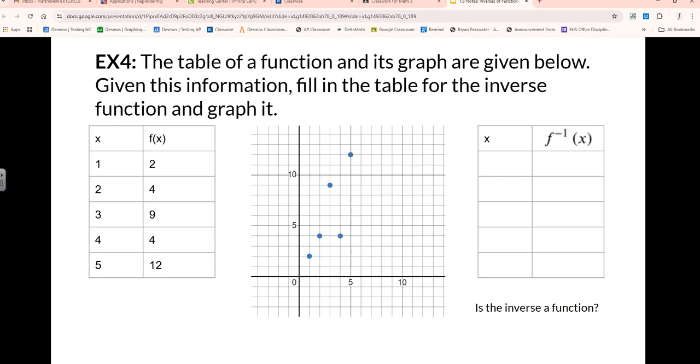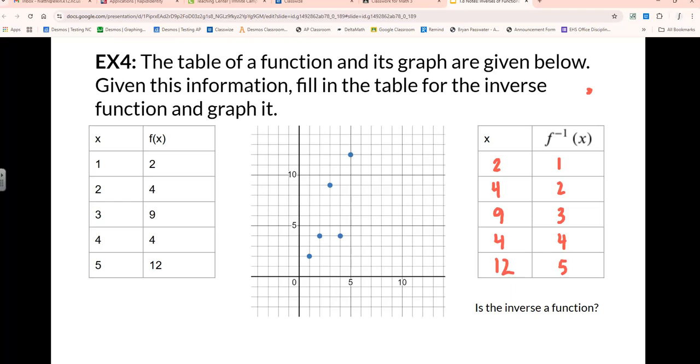Inverses for tables are super easy because this is your x column, and this is your f of x, or y coordinate column. All you have to do is switch them. So if I've got 1, 2, 3, 4, 5 and 2, 4, 9, 4, 12, I'm just switching the columns. So 1, 2, 3, 4, 5 will go over here and become my y coordinates, and then 2, 4, 9, 4, 12 will be our x coordinates.